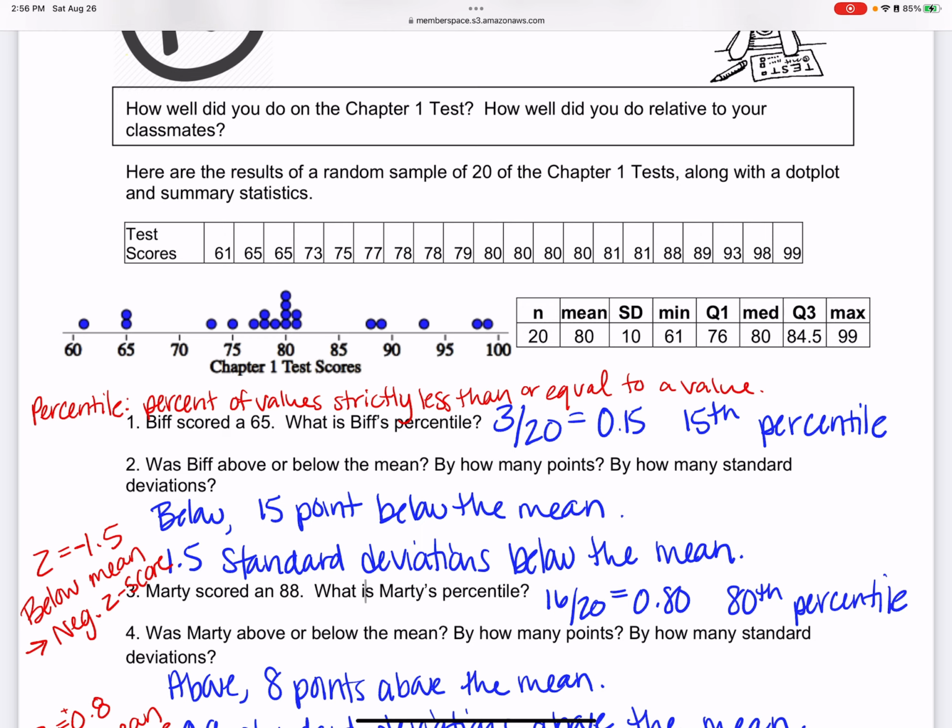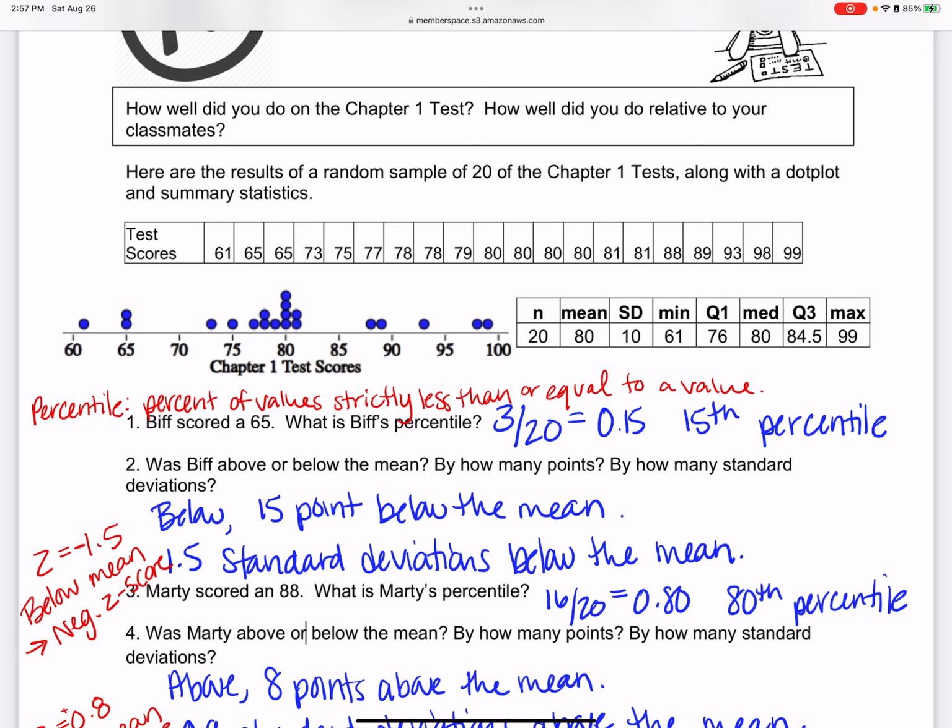Okay, so Marty scored an 88. What's Marty's percentile? 16 divided by 20. Why 16? Because you look at 88 right here, and you count all of these pieces of data at or below 88, and you get 16. 16 divided by 20 is the 80th percentile.